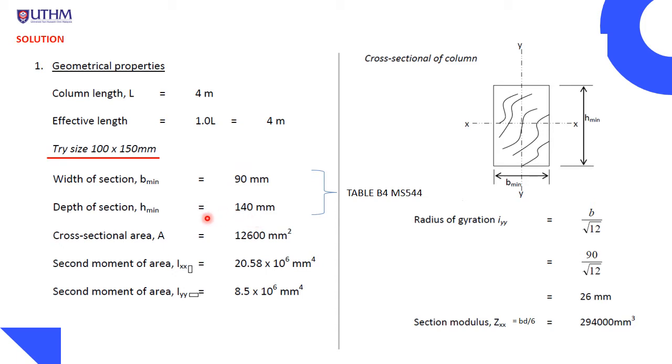From here, we can calculate our cross-sectional area and second moment of area in the Ixx and Iyy directions. For the radius of gyration, we use Iyy, with the formula B divided by the square root of 12, and we get 26. For the section modulus, the formula is BD squared over 6, and we get 294,000 millimeter cubed.